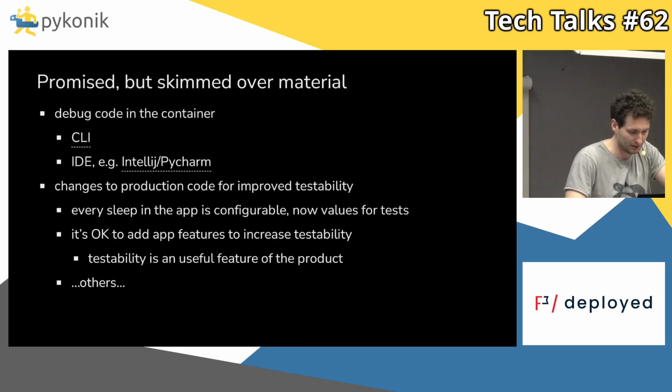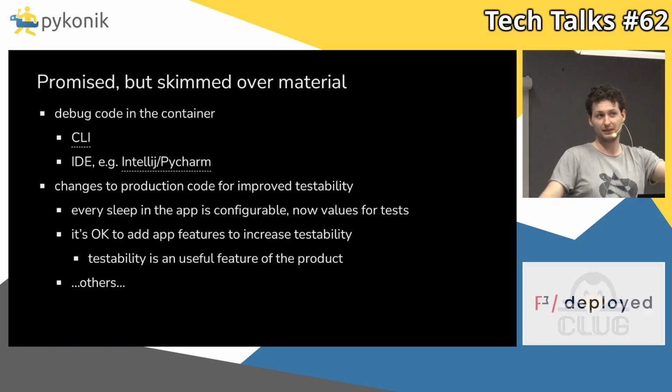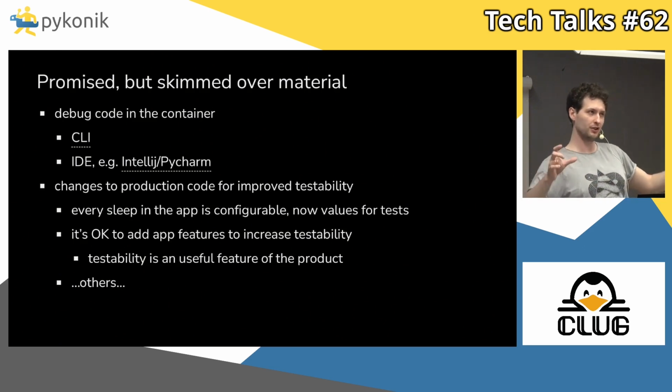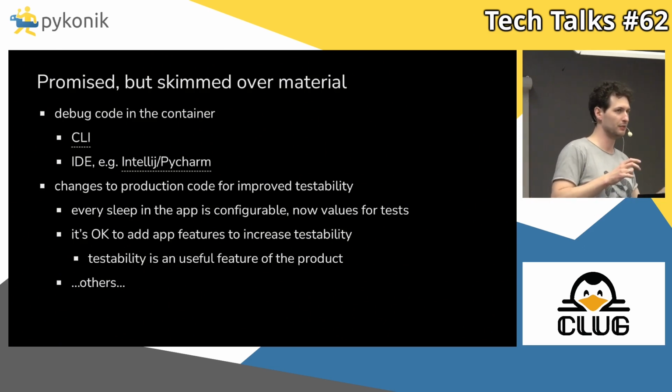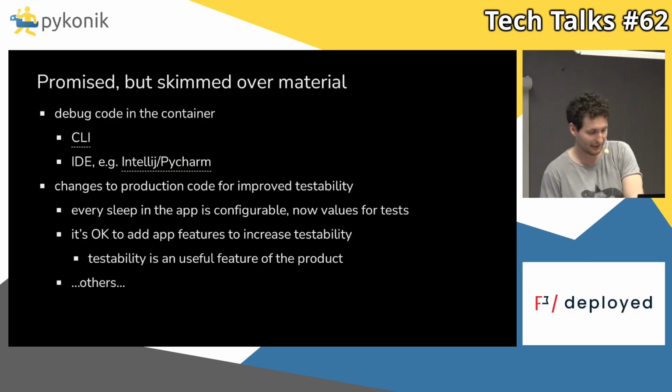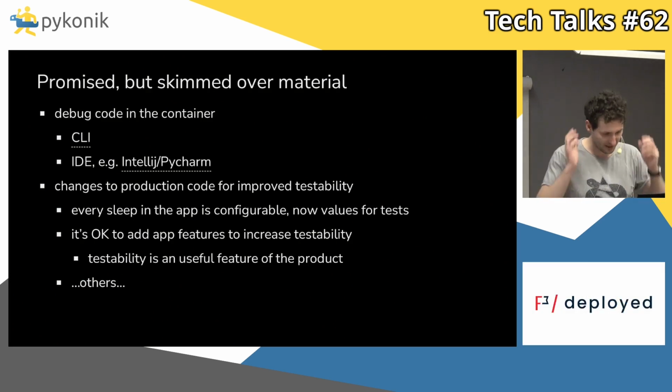About changes to production code for improved testability, I think it's okay to change your production code so that it's more testable. If you have something tricky to test and the code isn't just yielding to testing, maybe add another endpoint that's going to help with testing. I think that's fine in certain contexts, so it's not haram or anything.